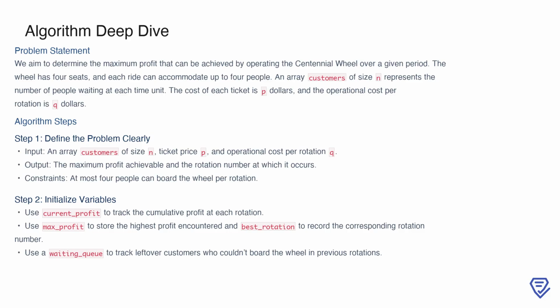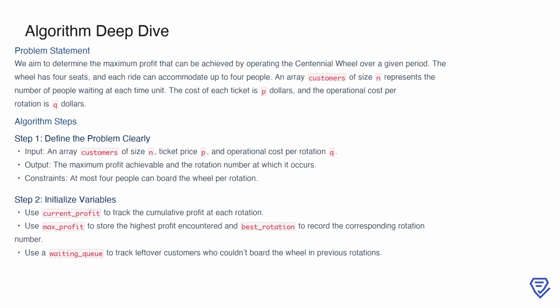In this problem, we are tasked with maximizing the profit from running the Centennial wheel. The wheel has 4 seats, and each rotation can accommodate up to 4 passengers. We are provided with an array called customers, where each element represents the number of people waiting to board the wheel at a specific time unit. Additionally, we know the ticket price per passenger, denoted as P, and the operational cost per rotation, denoted as Q. Our goal is to determine the maximum profit achievable and the rotation at which this profit occurs.